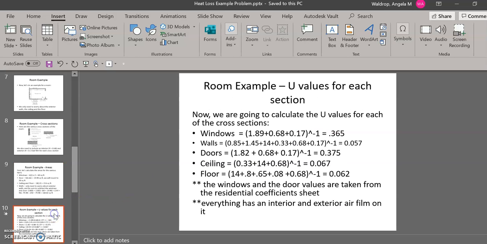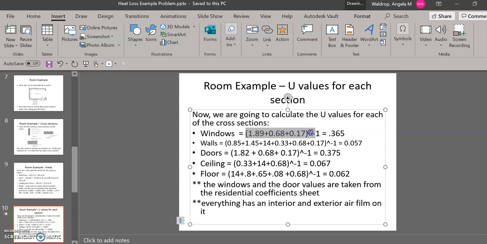Okay? Now the next step is we're going to calculate the U values for each of the cross sections. So you can see what I did here is I went ahead and calculated it for the windows, and we get the 0.365. Now you might ask, where did I get this 1.89 number? There is another sheet that's been given to you, called the residential coefficient sheet, and it has insulating glass there.